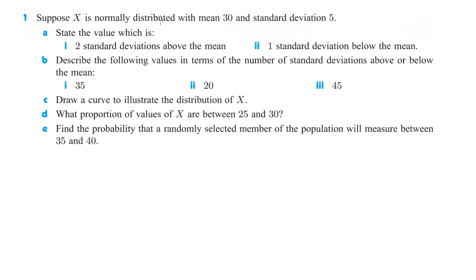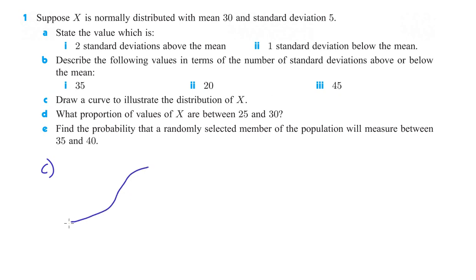Suppose x is normally distributed with a mean of 30 and standard deviation of 5. State the value which is 2 standard deviations above the mean, 1 below, and these other ones here. Part C says draw a curve to illustrate the distribution of x. I'm going to actually start with that because that's going to help us answer A and B a lot easier. So let's do Part C. We're going to do our curve here.